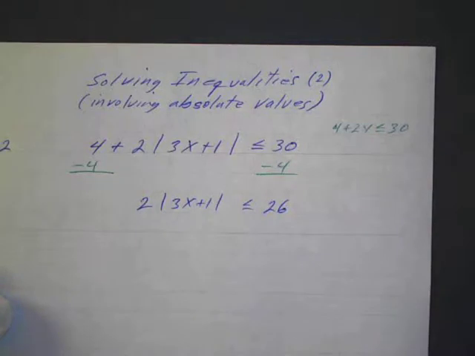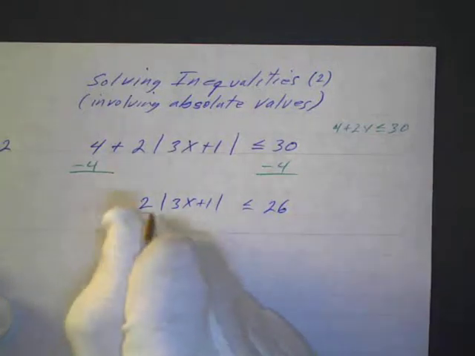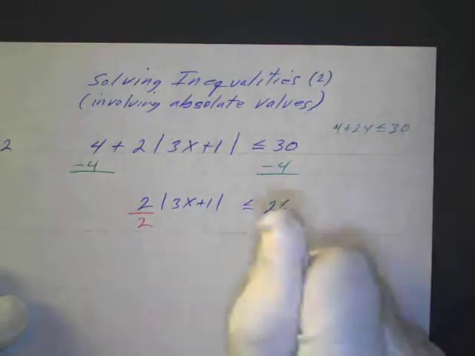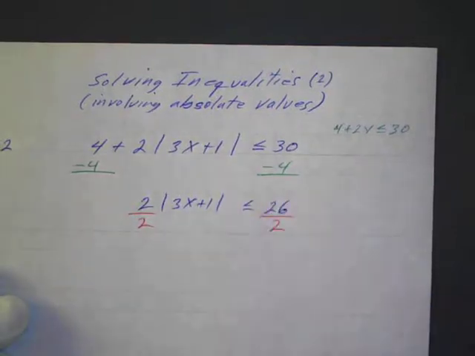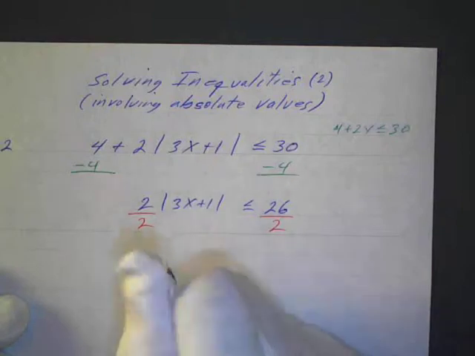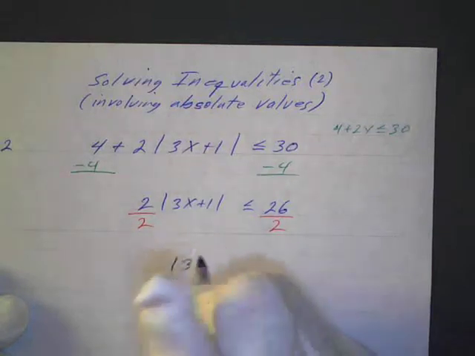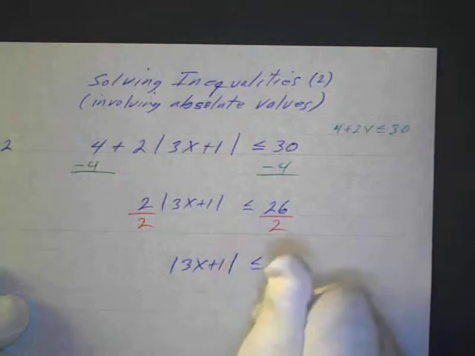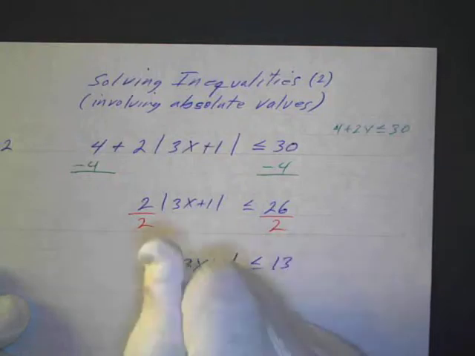And then I'll divide both sides by 2. And since it's a positive 2, I can do that without changing the direction of the inequality, so that's a little bit easier. And now we have the absolute value of 3x plus 1 is less than or equal to 13.